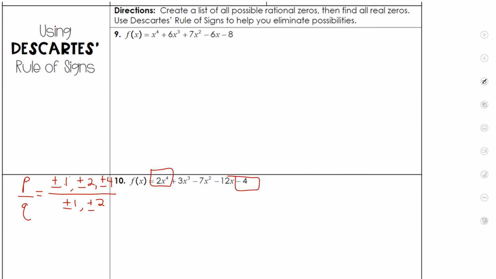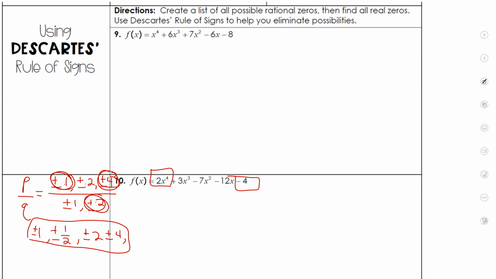First, 1 over 1 is 1. And 1 over 2 is a half. So let me add that in there. 2 over 1, that's just 2. 2 over 2 is 1. And then 4 over 1, that's just 4. And 4 over 2 is just 2. Okay, so this is my possible list here. My zeros are going to be in this list. I just don't know which one it is.